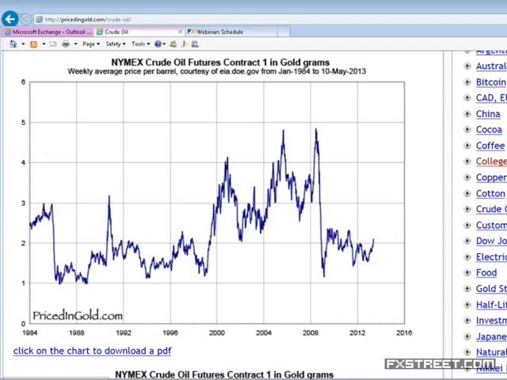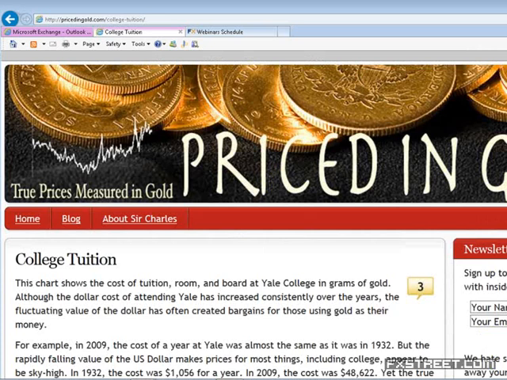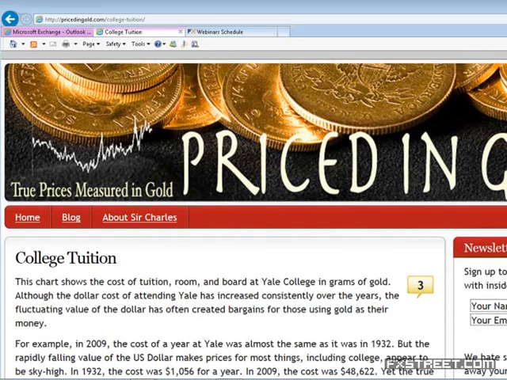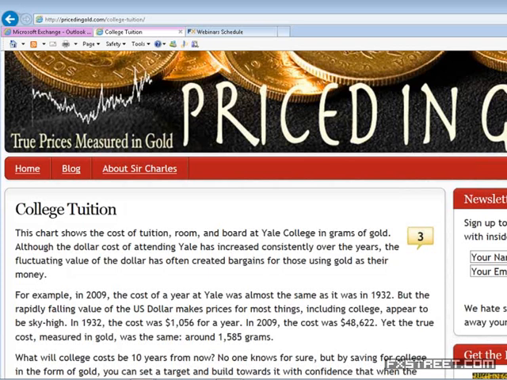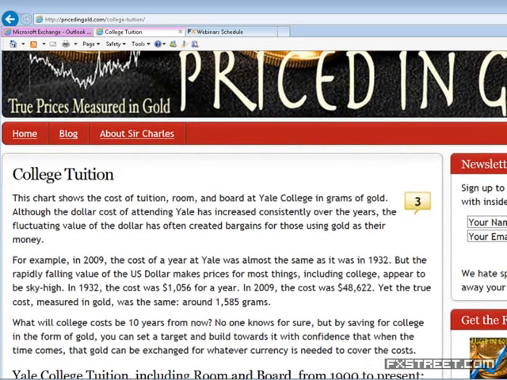Now everybody knows, or everybody believes, that college tuition has been rising exponentially. If you've had the opportunity to send your kids to college, you know that we've seen a significant rise in college tuition. What we're going to take a look at is a chart of the cost of tuition, room and board at Yale College priced in grams of gold.